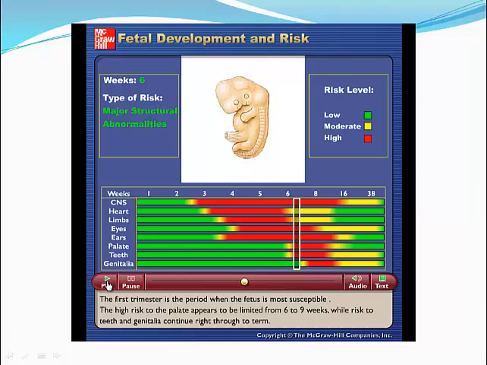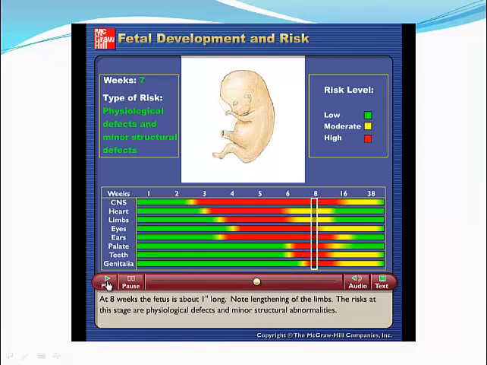The high risk to the palate appears to be limited from 6 to 9 weeks, while risk to the teeth and genitalia continue right through to term. At 8 weeks, the fetus is about 1 inch long. Note the lengthening of the limbs. The risks at this stage are physiological defects and minor structural abnormalities.